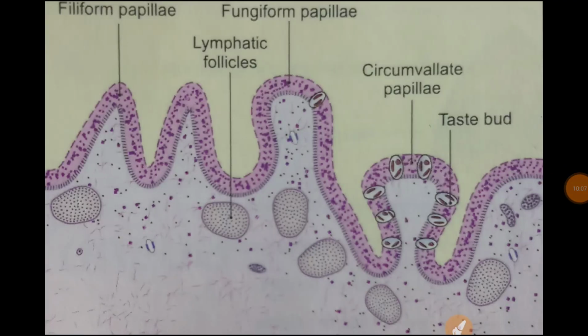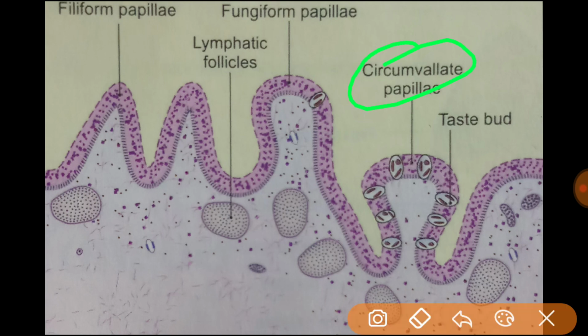This is the histological diagram of the tongue epithelium or papillae of the tongue. In the circumvallate papillae there are a lot of taste buds. In the fungiform papillae there are few taste buds, while in the filiform papillae no taste buds are present.